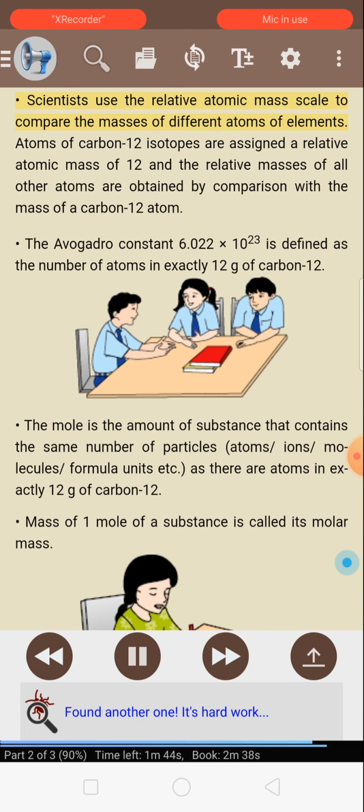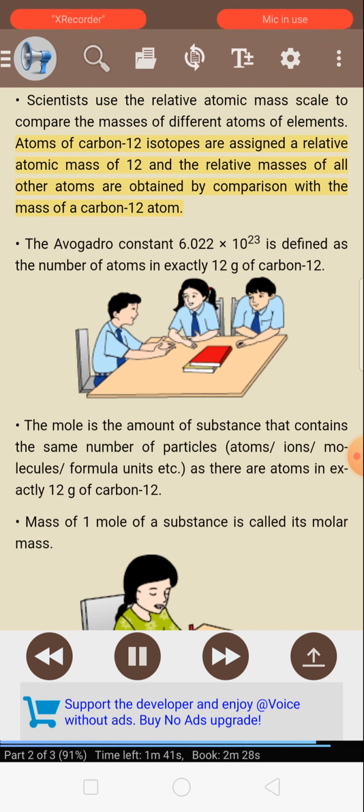Scientists use the relative atomic mass scale to compare the masses of different atoms of elements. Atoms of carbon-12 isotopes are assigned a relative atomic mass of 12 and the relative masses of all other atoms are obtained by comparison with the mass of a carbon-12 atom.